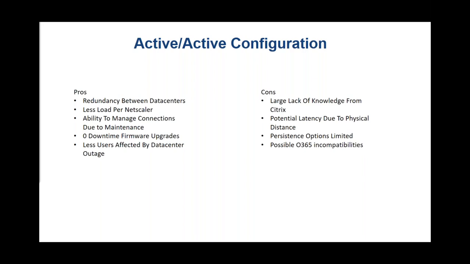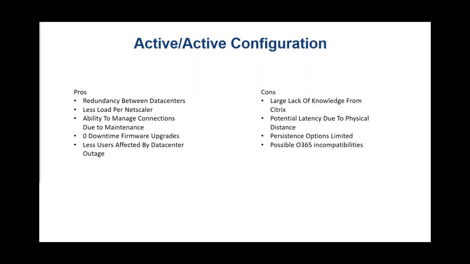The potential latency due to physical distance: if the distance is too far and the latency is too high, it's not going to be feasible to do an active-active. That would be more of an active-passive type configuration. The persistency options are limited from the GSLB perspective itself, and the persistence is really based off of the DNS that you're hitting. So that's just something to keep in mind there. I've mostly found that the DNS persistence or the persistence itself from a GSLB is kind of flaky at best, so we actually don't utilize it, which seems to be working just fine for us.